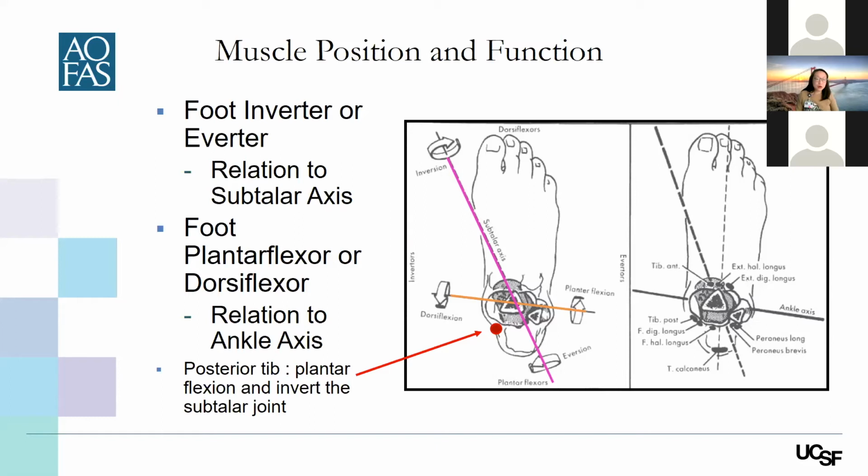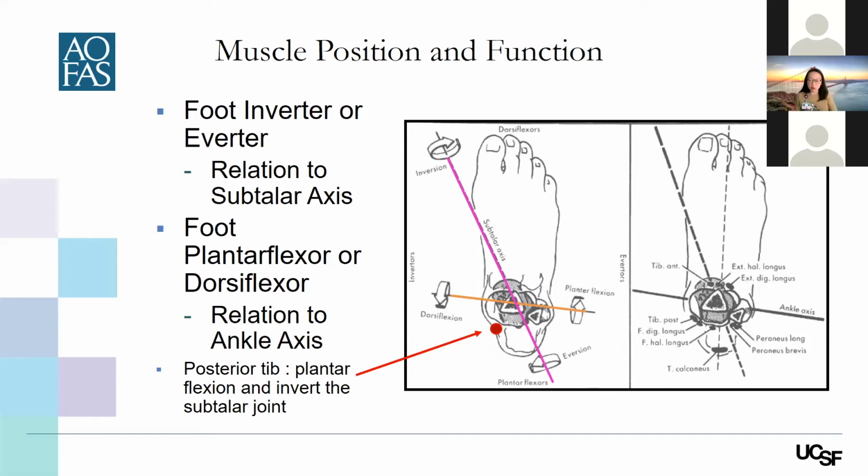Your posterior tibial tendon, which is really important in walking, propulsion and gait, crosses right here, right? That makes it a plantar flexor because it's behind the ankle axis, and then it's medial to the subtalar axis. So that's going to cause the foot to also invert when the posterior tib tendon is pulling.